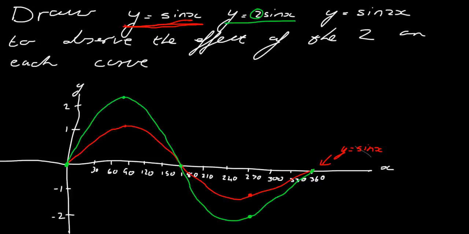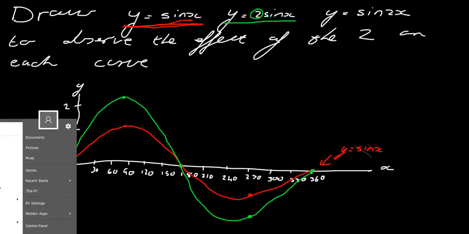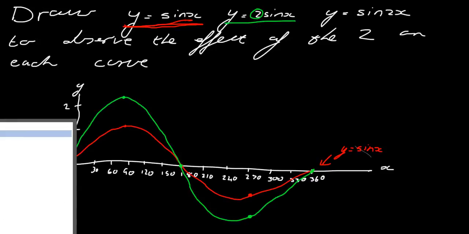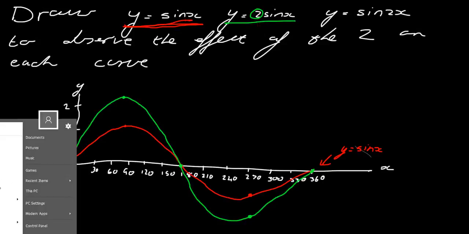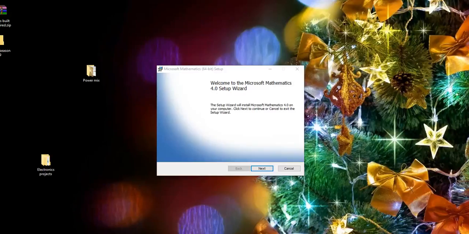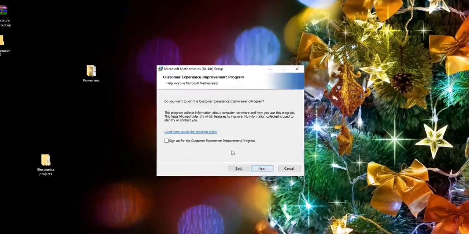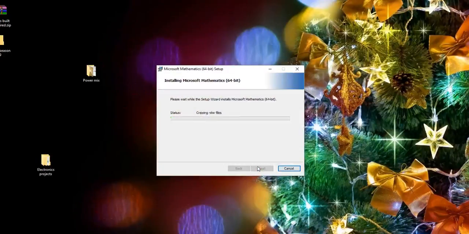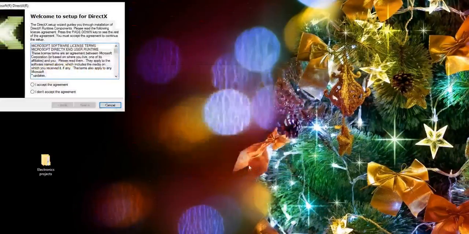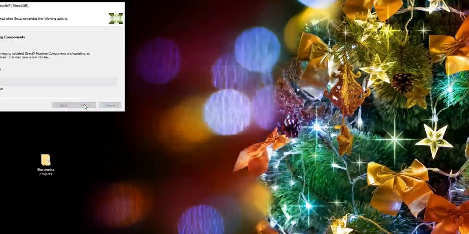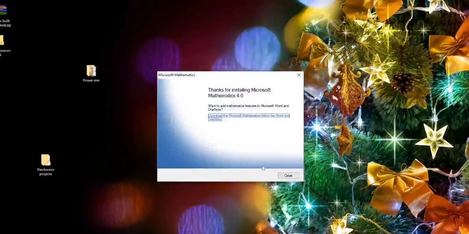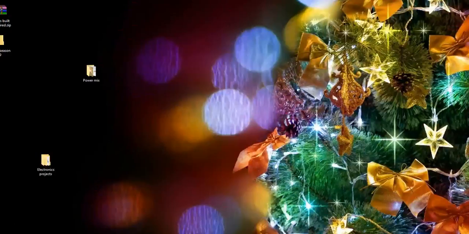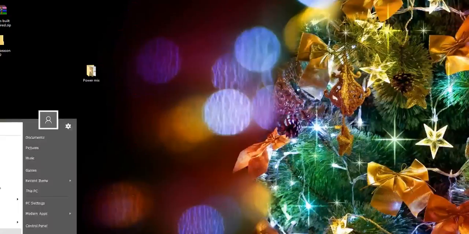Now while we're doing this, there's a nice tool that I thought of. A very nice tool for you to check all of these things very easily. I'm actually just going to quickly install it and show it to you. The program is called Microsoft Mathematics 4. It's a useful little tool. It's obviously not going to help you in your exam, but what it will help you with is your general studying. You can use it quite nicely there. You can download it for free.